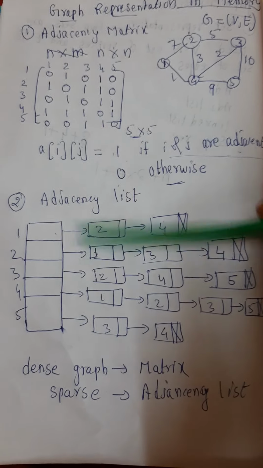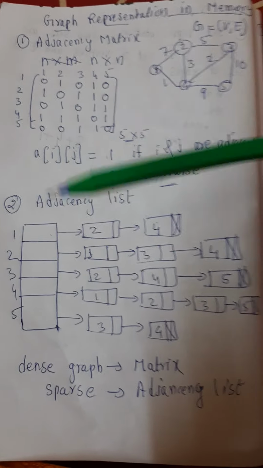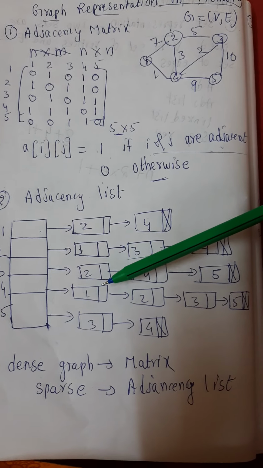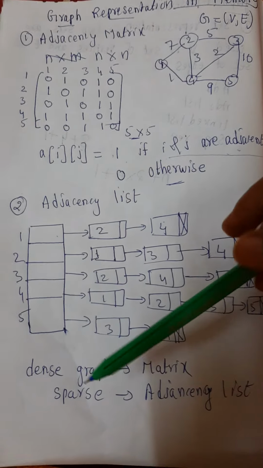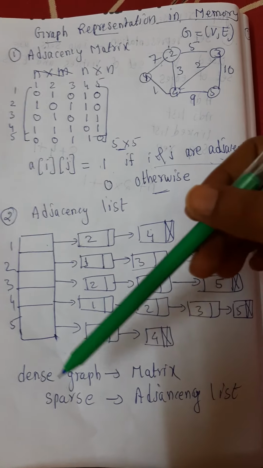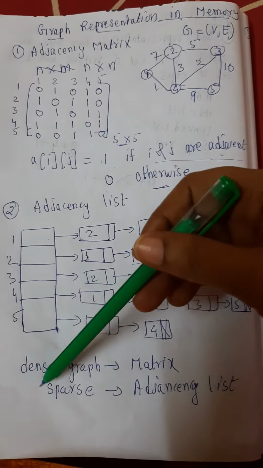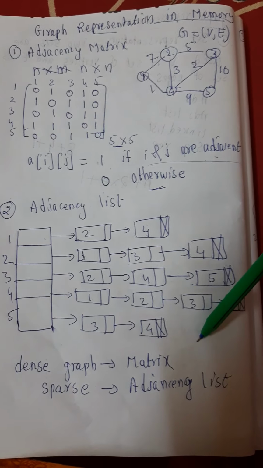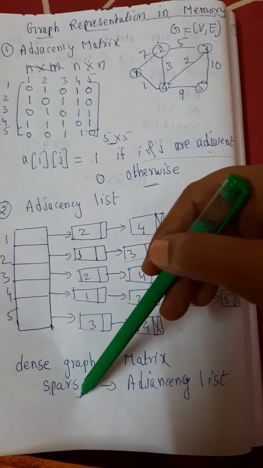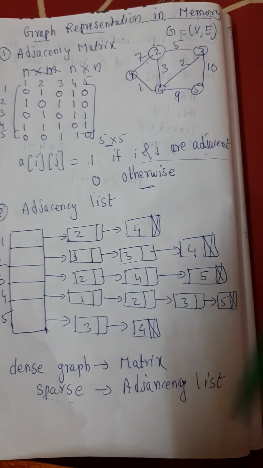Now I have shown you two ways. One is the adjacency matrix and the other is the adjacency list. If you have a dense graph, we can use the matrix notation. If you have a sparse graph, then we can go with the adjacency list.